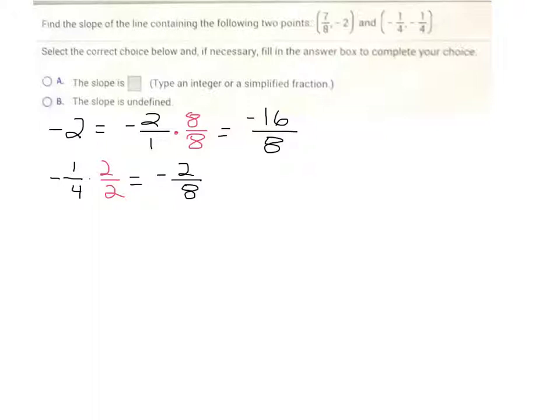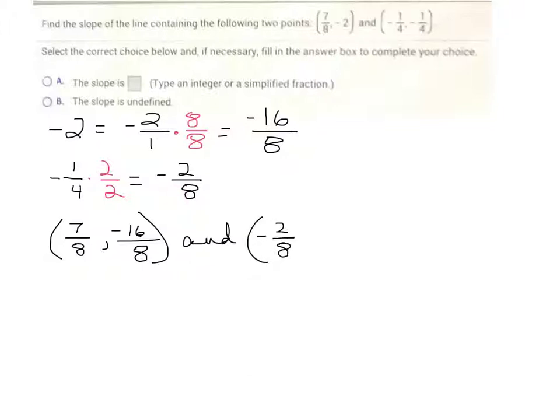So our 2 points can be rewritten as 7/8, which has 8 as the denominator. And then instead of -2, we're going to use -16/8. That's our first point. And our second point, instead of using -1/4, we're going to use -2/8 in both cases.